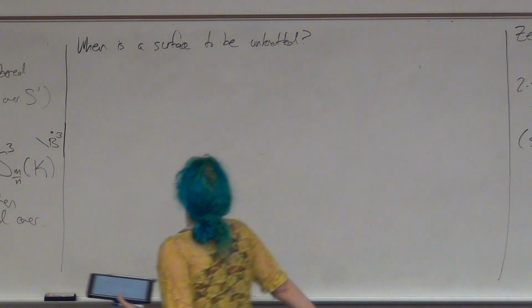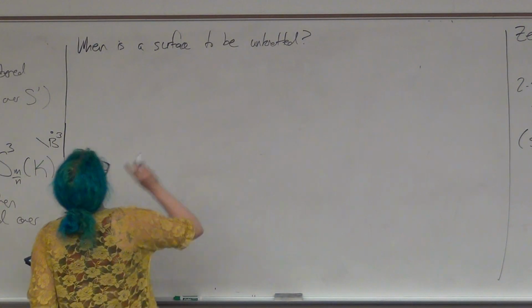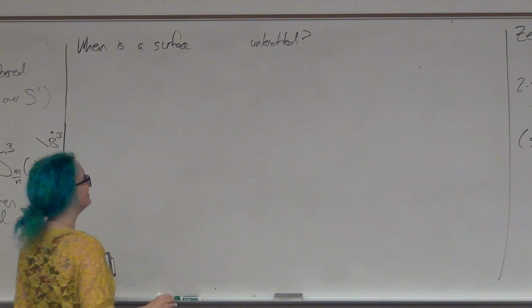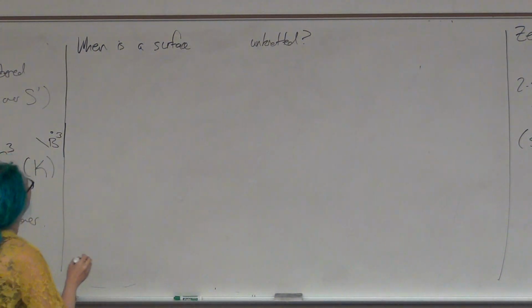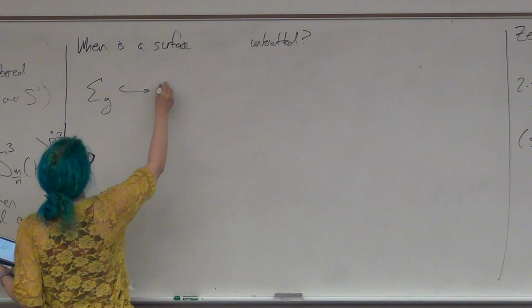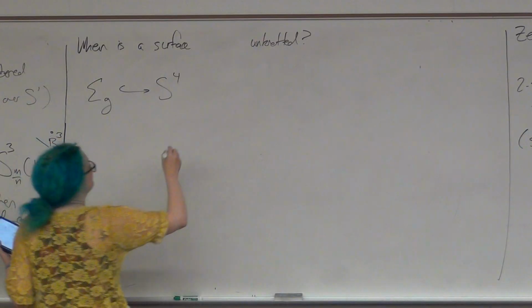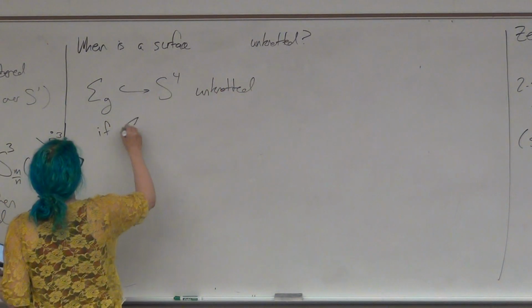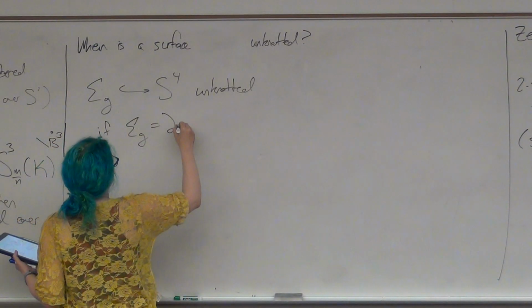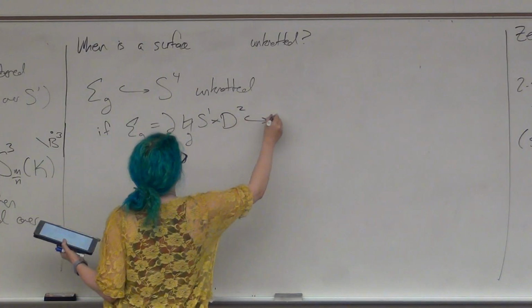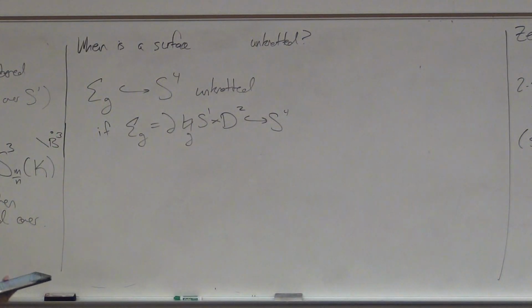So when is a surface unknotted? Wow. When is a surface unknotted? I don't know how to explain that. If we have a genus G surface sigma sitting inside of S4, then we say this is unknotted if sigma is the boundary of a genus G handlebody inside of S4. And this makes sure that unknots are unique up to genus.